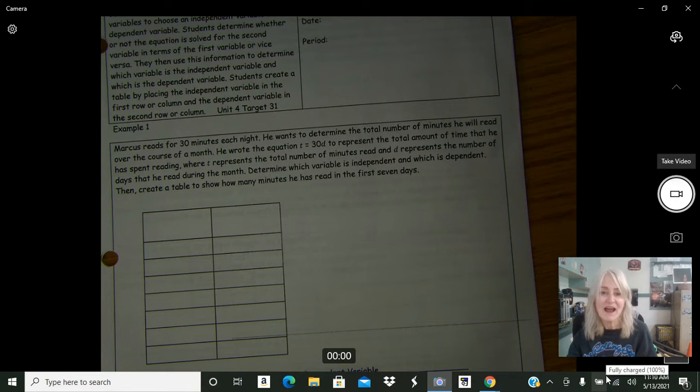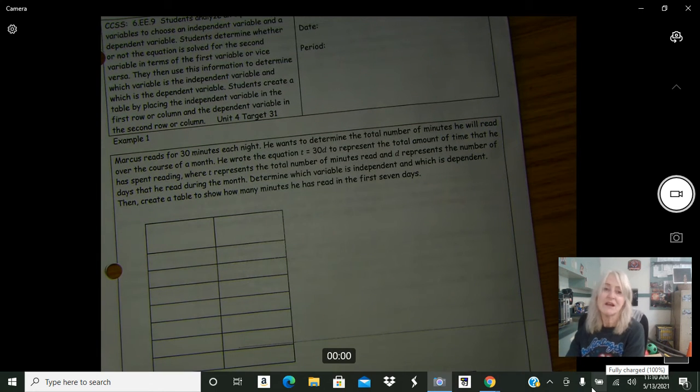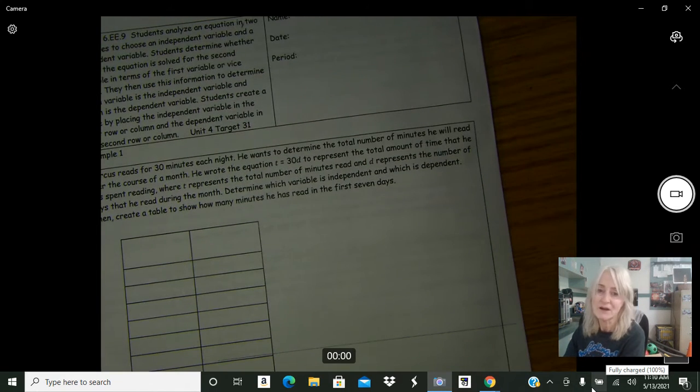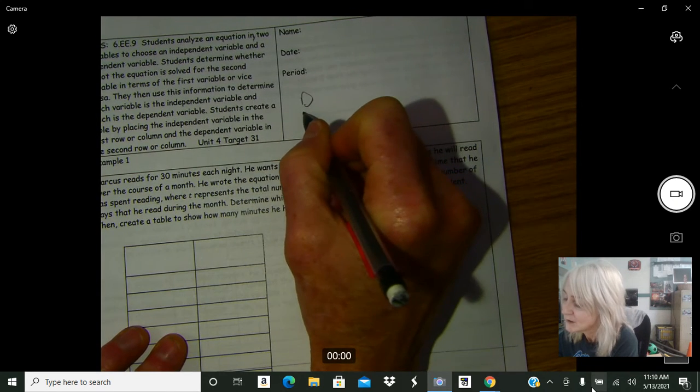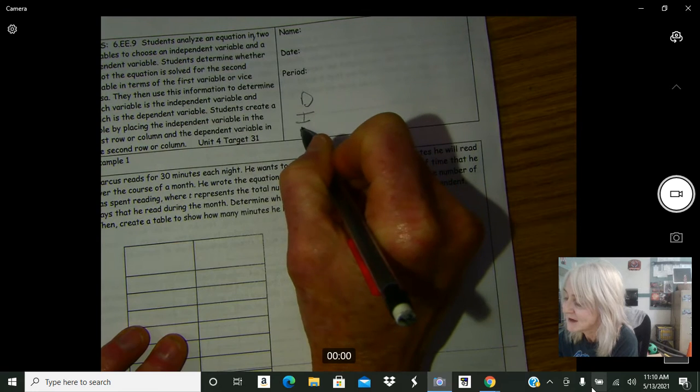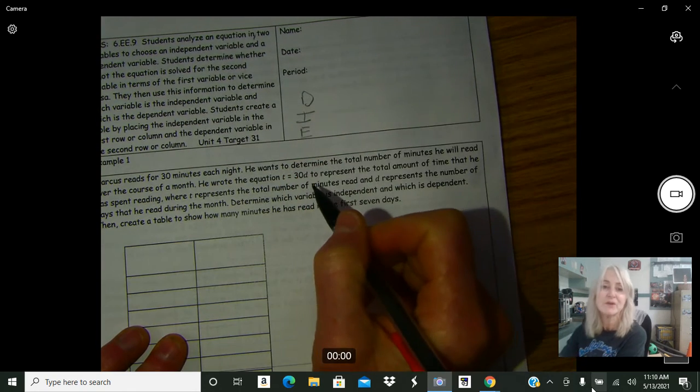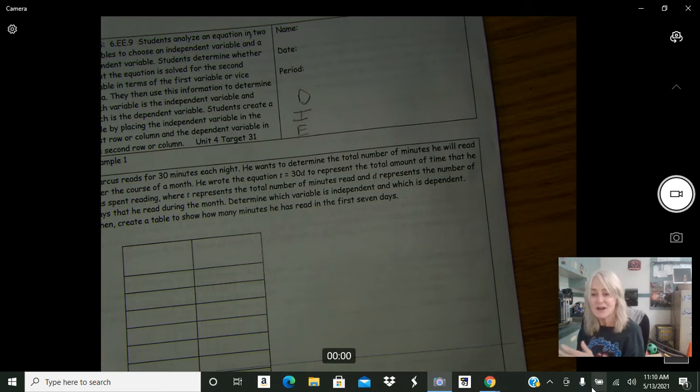Today we're taking a look at Unit 4, Target 31. So it has three things that it wants us to understand. It wants us to understand the dependent variable, the independent variable, and how to write an equation. So those three things are what we are looking at. Now we've had bits and pieces of this before, so this should be kind of like a final act for all of them. So there are three examples that we're going to practice with, and then there's practice problems that I'd like you to try.